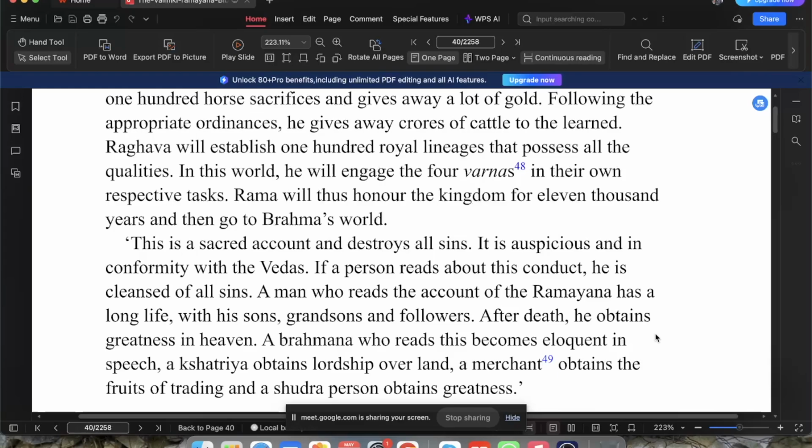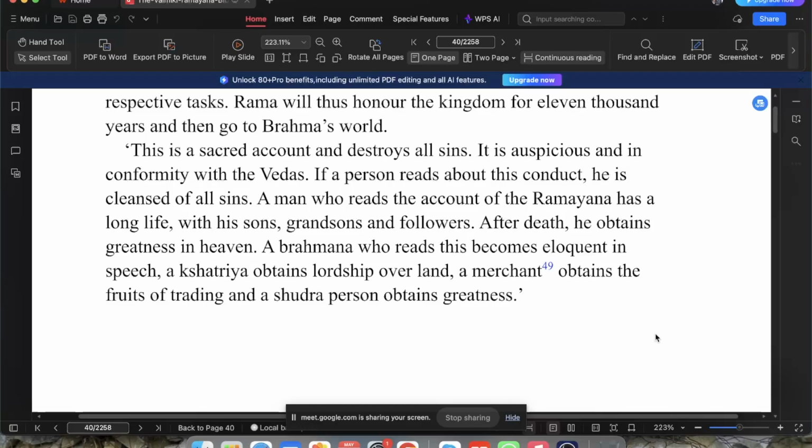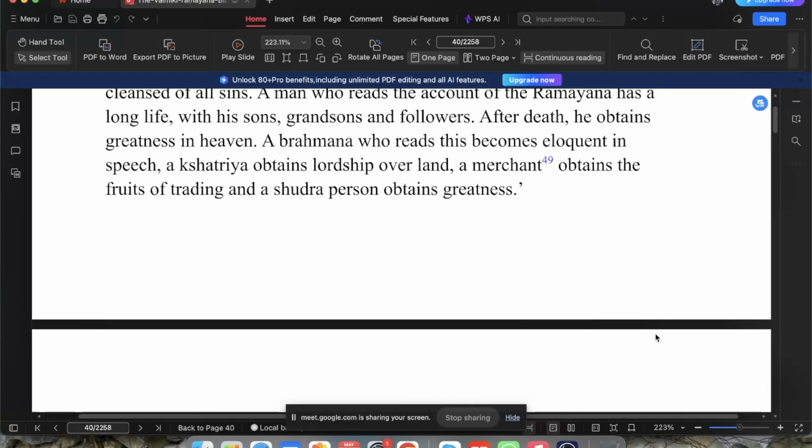If a person reads about this conduct, he is cleansed of all sins. A man who reads the account of the Ramayana has a long life with his sons, grandsons, and followers. After death, he obtains greatness in heaven. A Brahmana who reads this becomes eloquent in speech. A Kshatriya obtains lordship over land. A merchant obtains the fruits of trading. And a Shudra person obtains greatness.